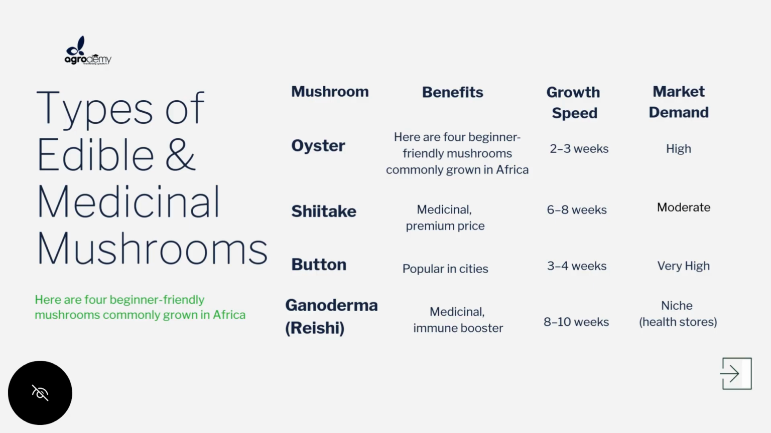Then shiitake is more medicinal, right, and very premium, and it takes 6 to 8 weeks to grow, so that's averagely 2 months. The demand is moderate because it's more medicinal.